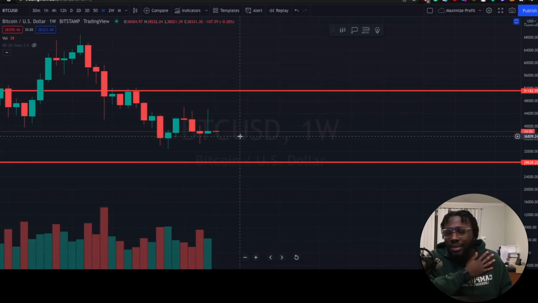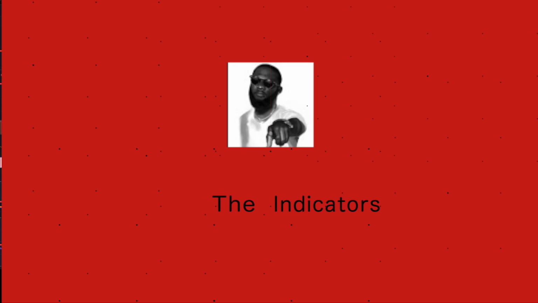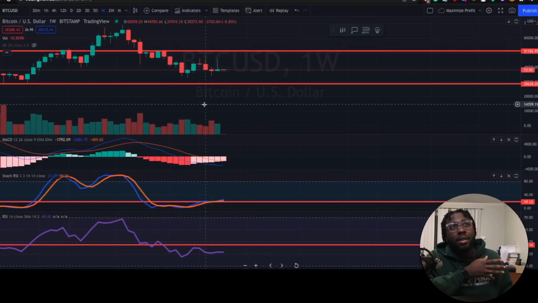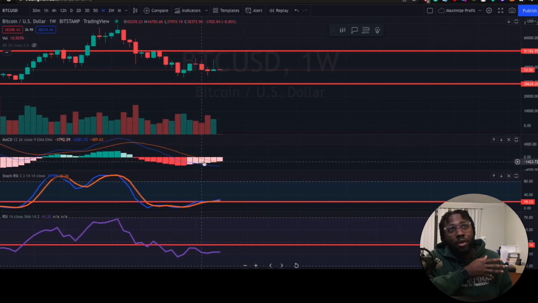Now it's time for the indicators. From the weekly chart, the indicators are telling us that we're running out of momentum from sell pressure on the MACD. You see that red, it's getting smaller, so that's letting us know that we're running out of sell pressure.